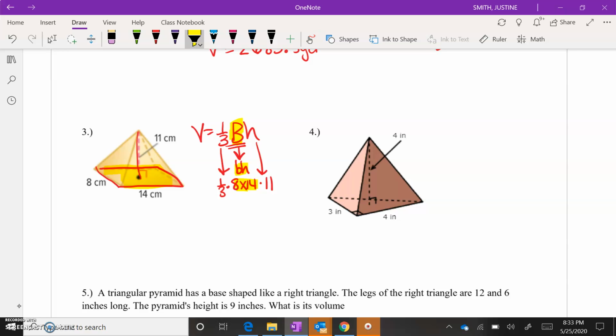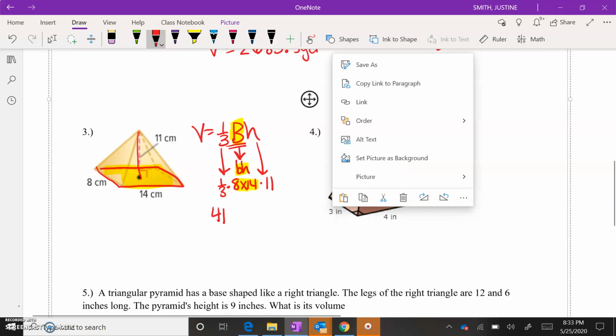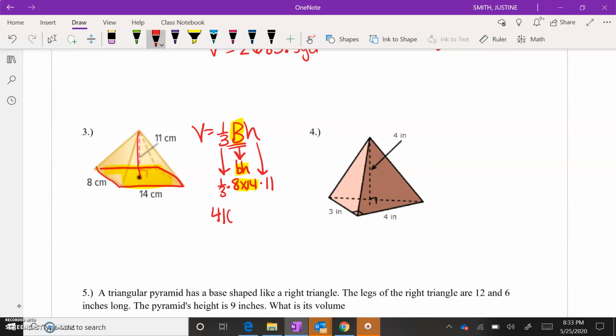So I'm going to do 8 times 14 times 11 times 1/3. If you don't know how to do times 1/3 on your calculator with the fraction button, you could also do divided by 3. That would be the same thing. So this is going to give me, sorry, not 4,000, 410.67. And this would be centimeters cubed.